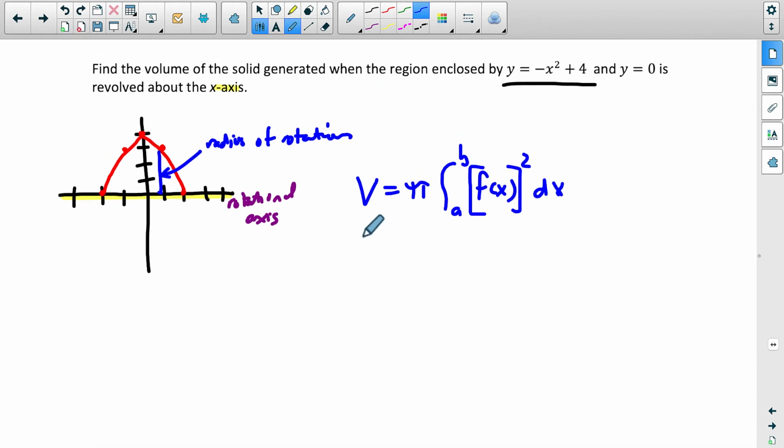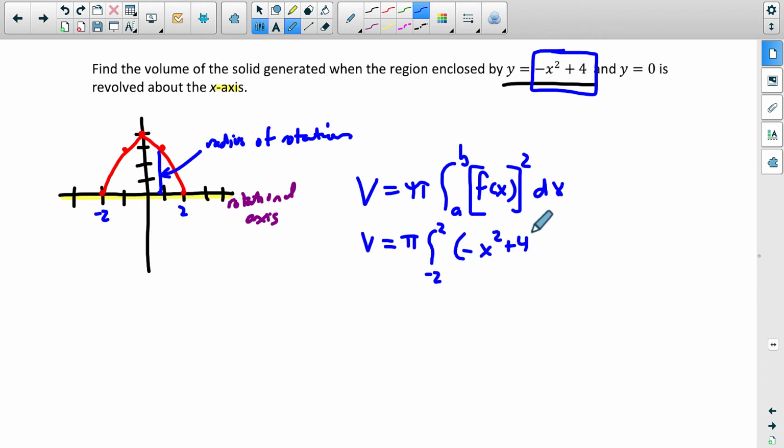We have V equals pi. Now, what's a and b? Well, those are the edges of the thing being rotated. We got down here at negative 2 is how far it goes to the left, and it goes as far up as 2 to the right. So we have to go from negative 2 as our lower bound and 2 as our upper bound. Now, we want our function to be written in terms of x. Look, it's perfect. There's our function, and it's in terms of x. We have no y's in here. y is equal to this, so that's great. We can put that in. Negative x squared plus 4 is our function.